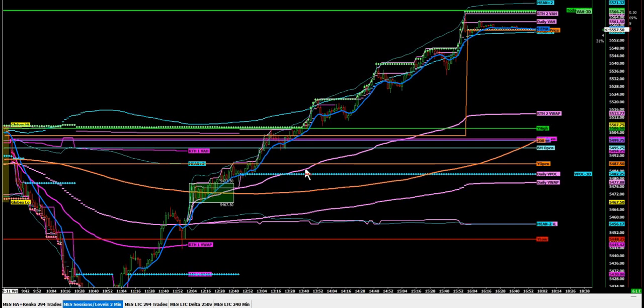RTH2 VWAP is pointing up, right? Price action is staying well above RTH2. Now RTH2 VWAP is starting to flatten out. Value area high. There's value area high here. Okay. RTH2 value area high is just marching up, marching up, marching up.